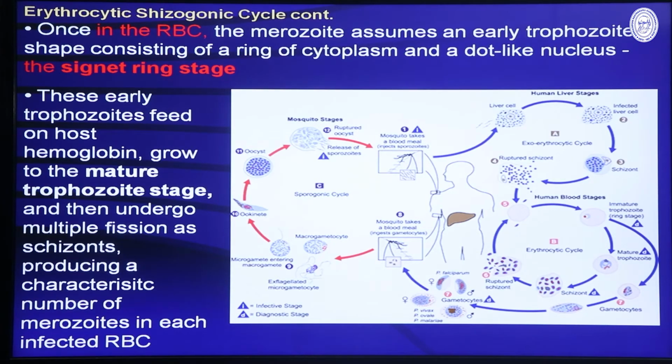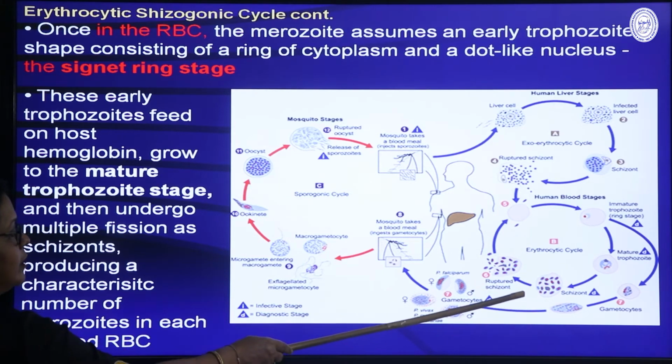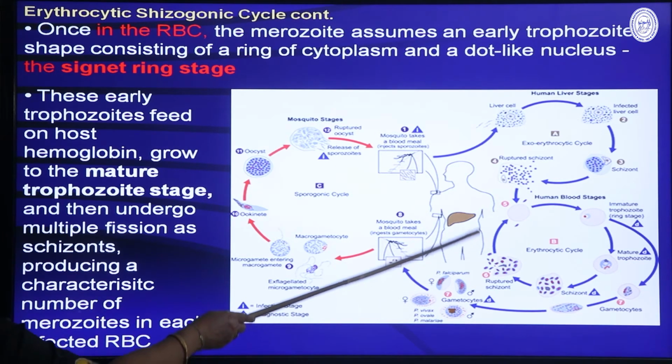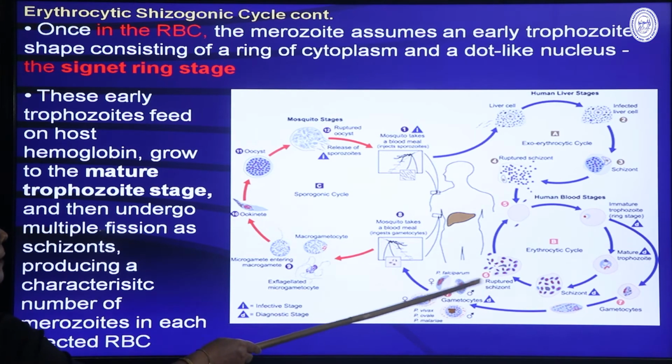Now when the merozoites are full within the erythrocytic cells, the RBCs, at the time when it is full, it will burst open and rupture. This ruptured schizont will release the merozoites into the blood again, and each of these merozoites will in turn find a fresh set of RBCs and invade there, and thus the infection will be carried forward.